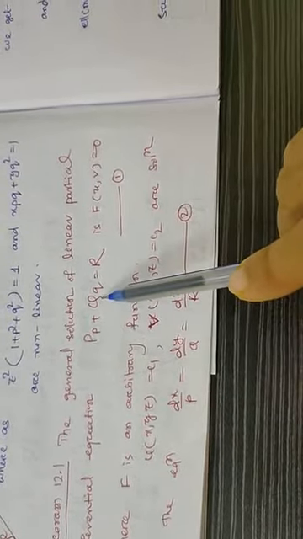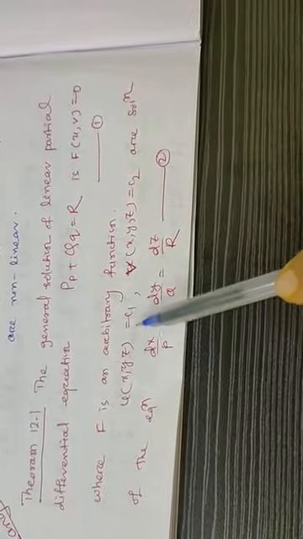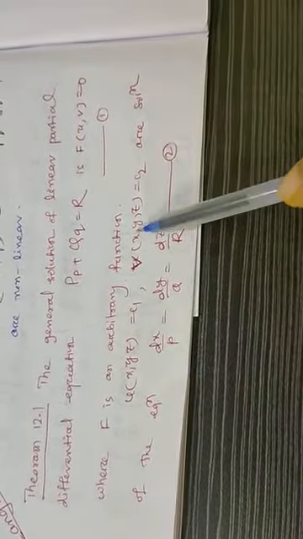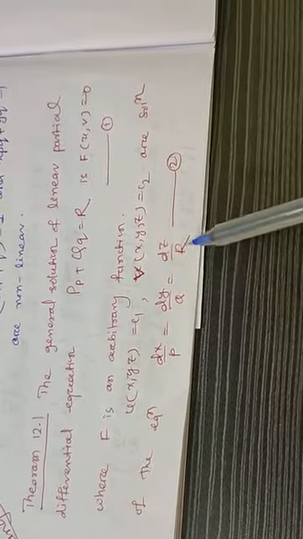u and v are functions of x, y and z, where f is an arbitrary function. u of x, y, z is constant, v of x, y, z is constant, and these solutions are obtained from the equation dx by P is equal to dy by Q is equal to dz by R. These are known as the Lagrange auxiliary equations: dx by P is equal to dy by Q is equal to dz by R.